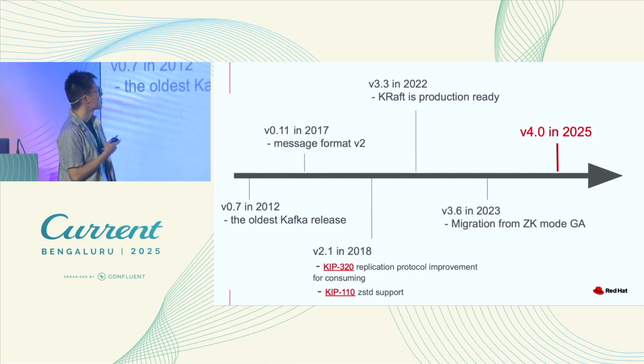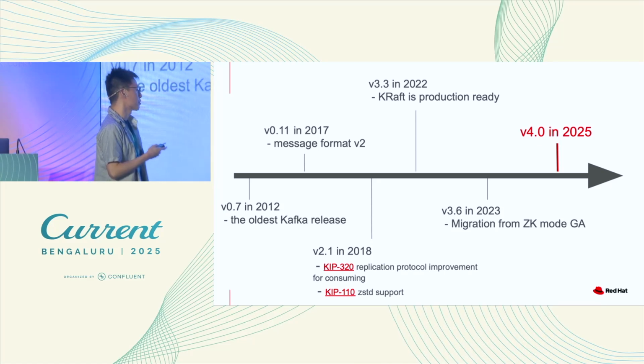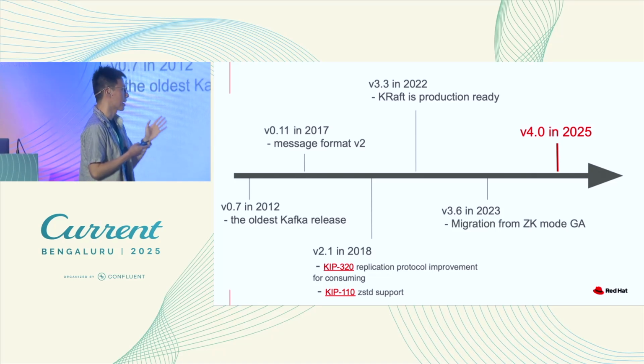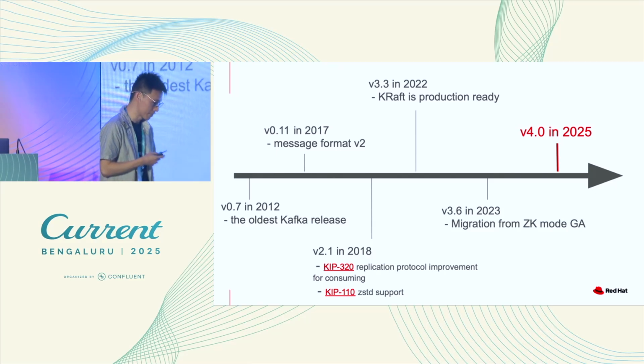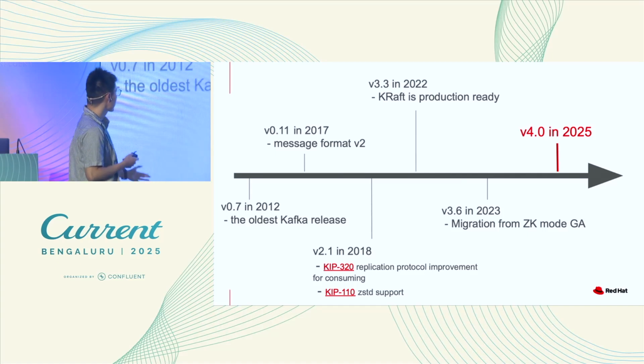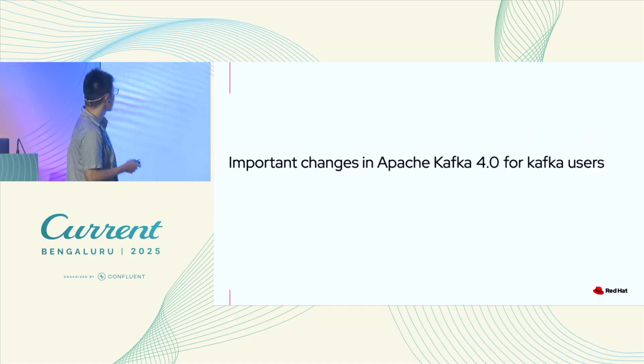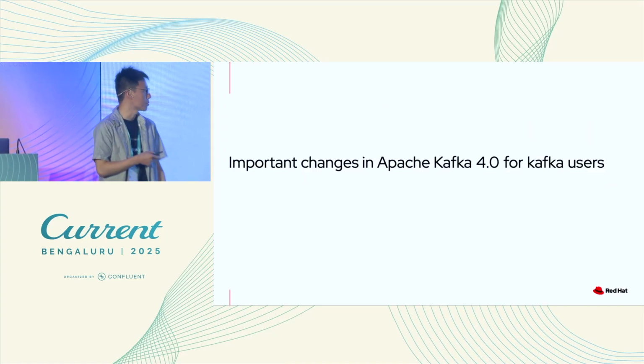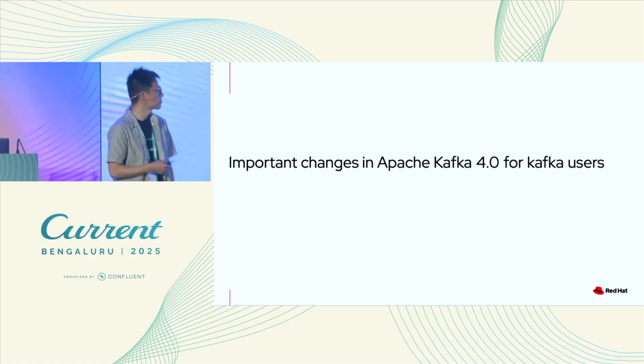And then let's jump to version 3.3. KRaft is production ready, and in 3.6, migration from ZooKeeper to KRaft is GA. And now we are in 2025 with 4.0. So this is basically a simple diagram of the Kafka history. So after that, let's take a look at the important changes in Kafka 4.0 for Kafka users.